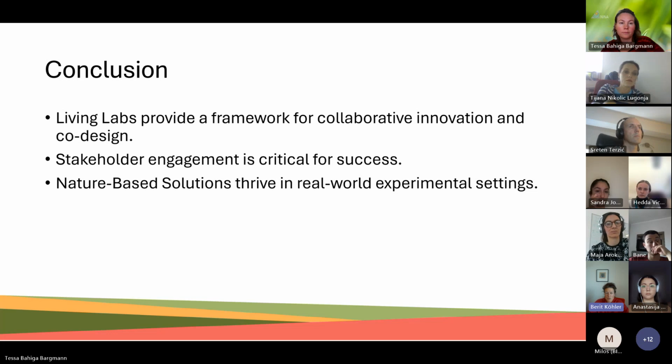These are just short, so I think one can see living labs try to provide a framework for collaborative innovation and co-design, and that it builds on the assumption that stakeholder engagement is critical for success. And I think we also would like to say that nature-based solutions can thrive best in real-world experimental settings and in such a stakeholder engagement co-design process.